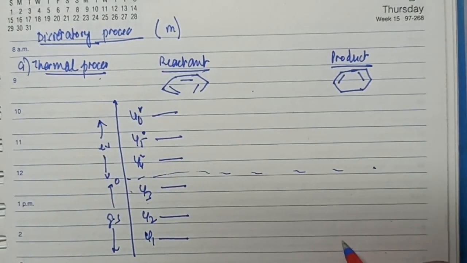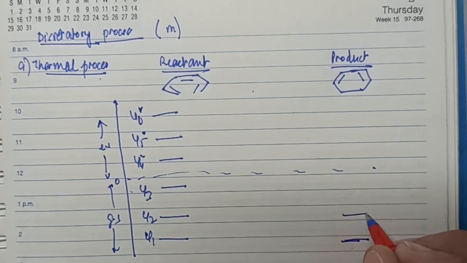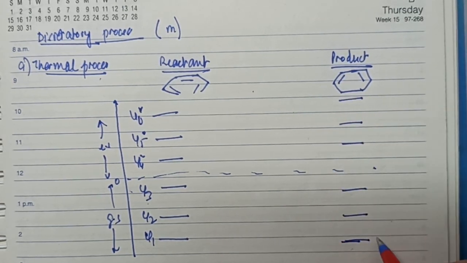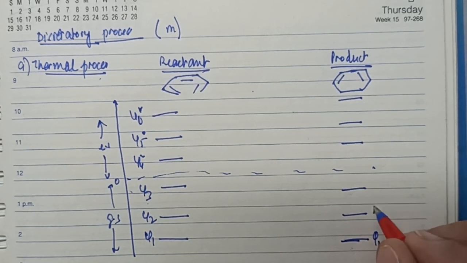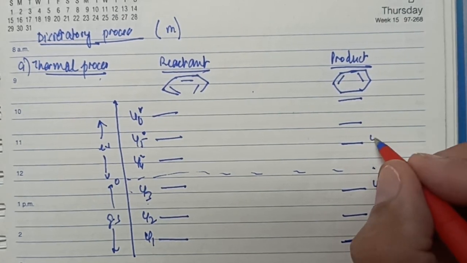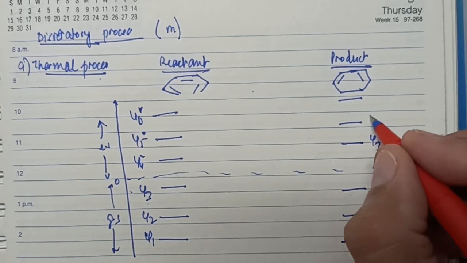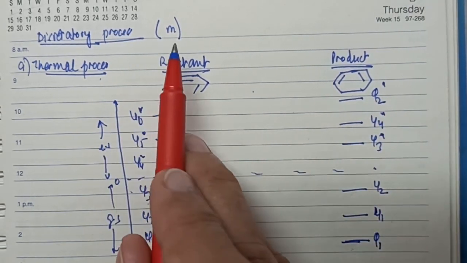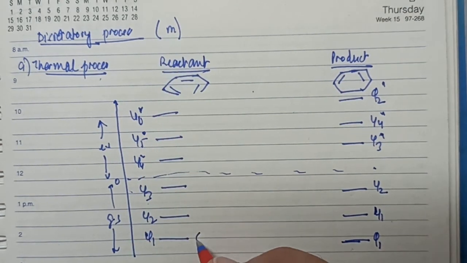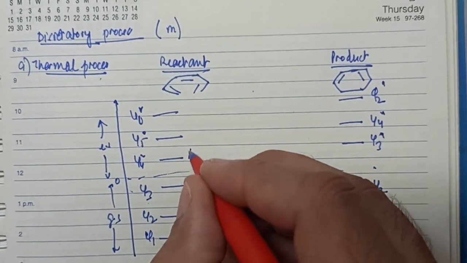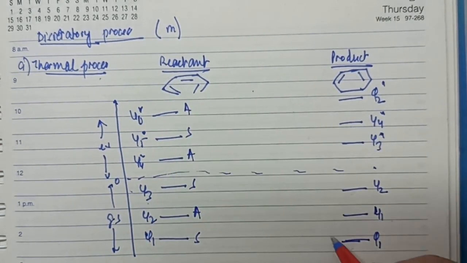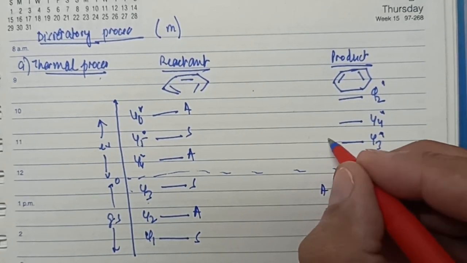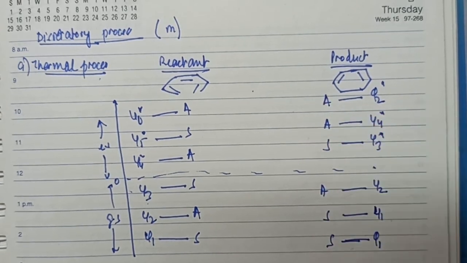On the product side we have phi1, psi1, psi2, psi3, psi4, phi2 star. Which symmetry property has to be chosen? It is mirror. This was symmetric, antisymmetric, symmetric, antisymmetric, symmetric, antisymmetric. Mirror was symmetric. This was symmetric, antisymmetric, symmetric, antisymmetric, and this was antisymmetric.